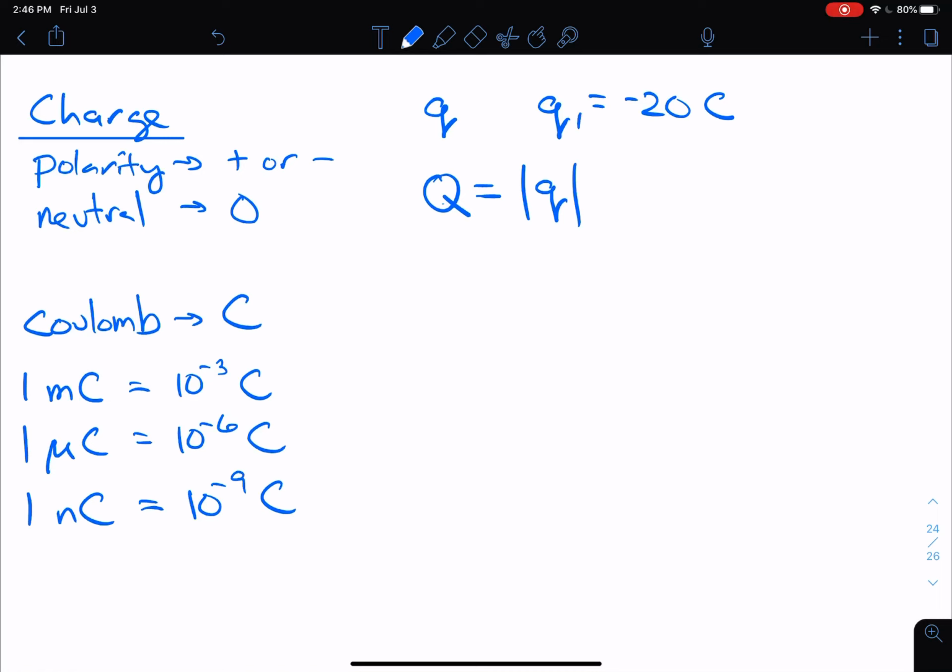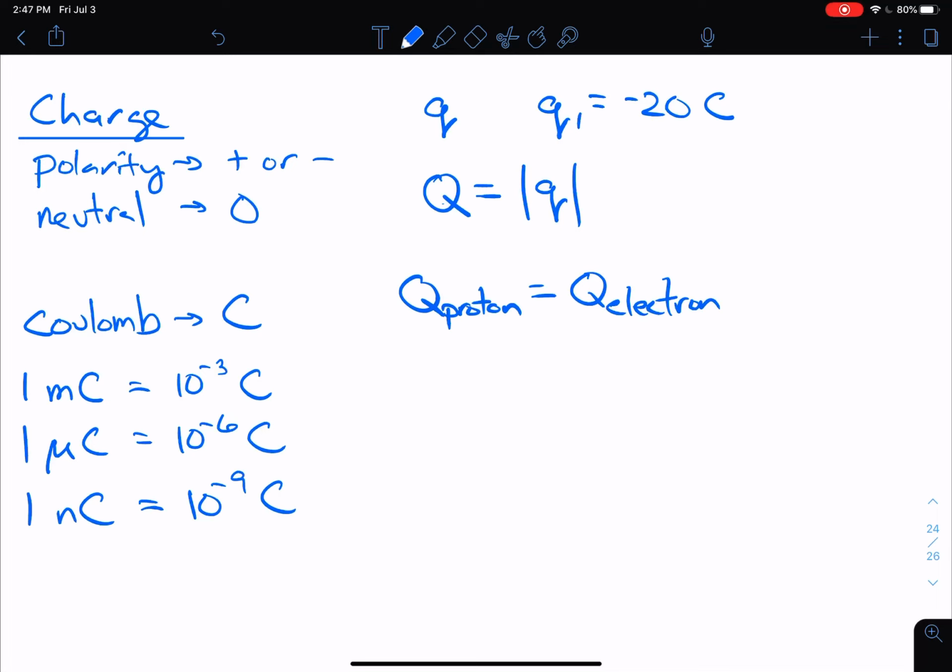Now let's talk about protons and electrons. As I said, all particles have this property, charge. Neutrons are neutral, as are neutrinos. Photons are neutral. Electrons have a negative polarity. Protons have a positive polarity. And it turns out, and you may already know this, that the magnitude of charge on the proton is the same as the magnitude of charge on the electron. This is a very important fact.